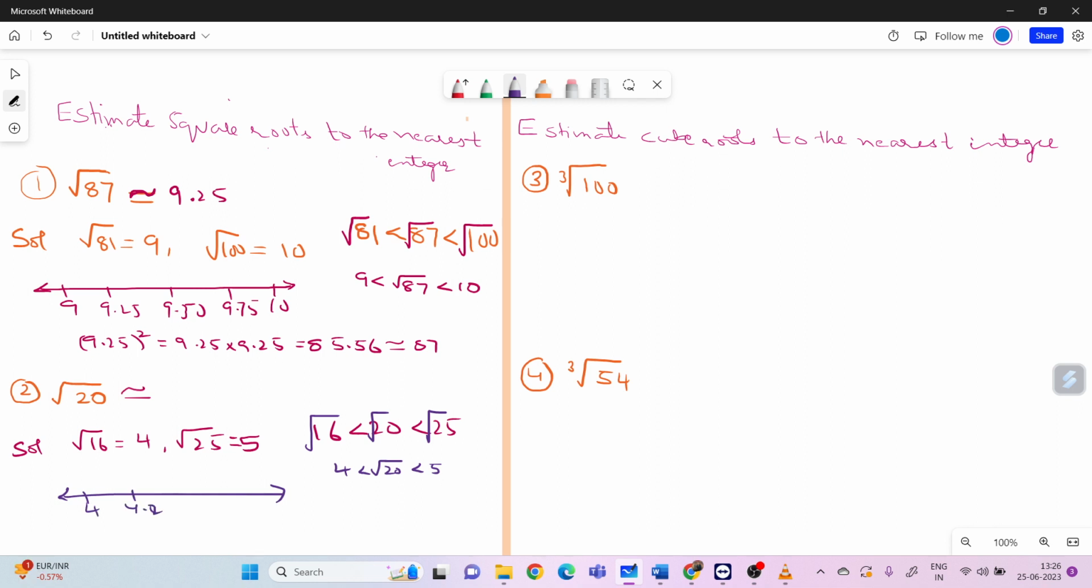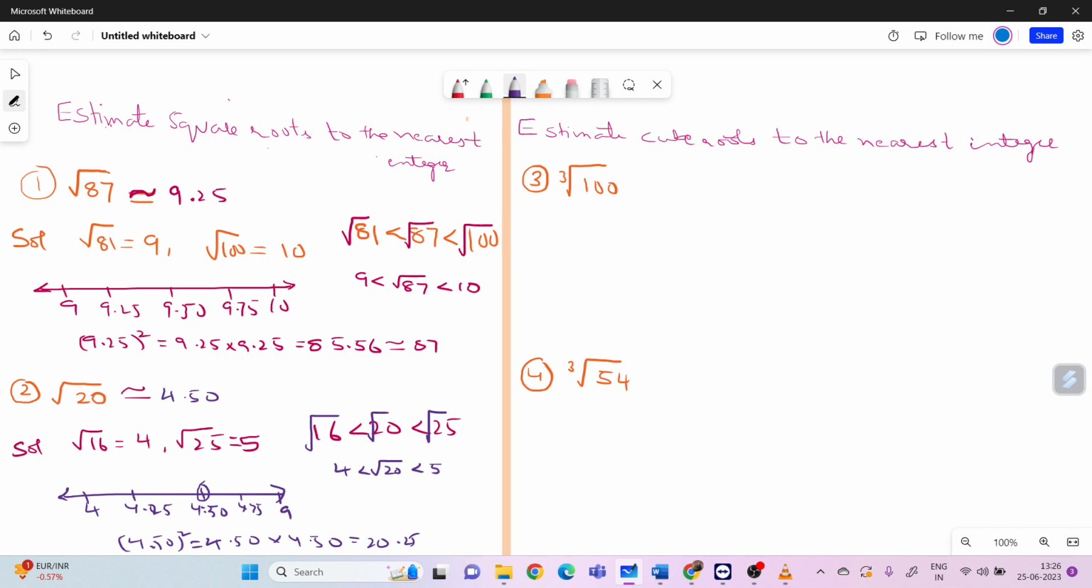4, 4.25, 4.50, 4.75. So this 20 is near to 25. So I will take this thing. If you square 4.50 into 4.50, we will get 20.25. So almost 4.50 is the square root. Square means two times you have to write. You see, 4.50 squared.